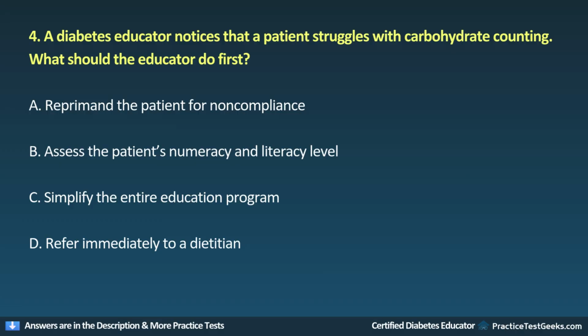4. A diabetes educator notices that a patient struggles with carbohydrate counting. What should the educator do first? A. Reprimand the patient for non-compliance. B. Assess the patient's numeracy and literacy level. C. Simplify the entire education program. D. Refer immediately to a dietitian.